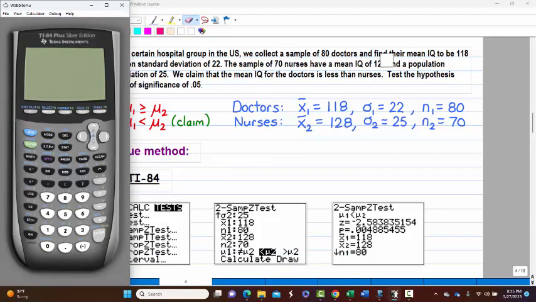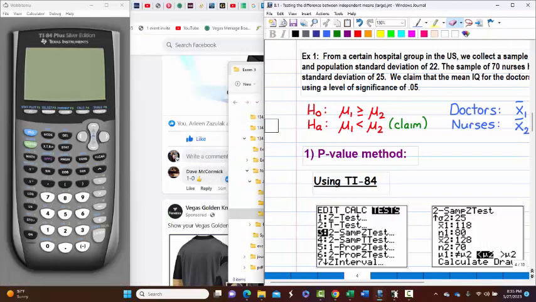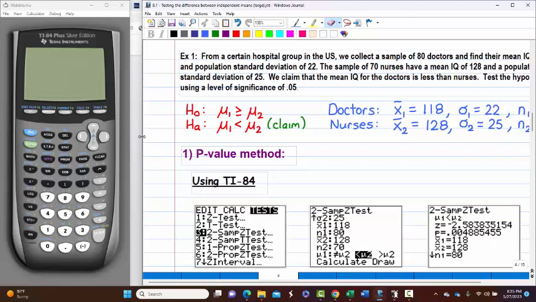And in the calculator, that's going to be Stat, Test, third one down, as you can see on the screen right there. 2-Sample Z-Test. These are definitely going to be z-tests. So you have to be careful how you enter this.